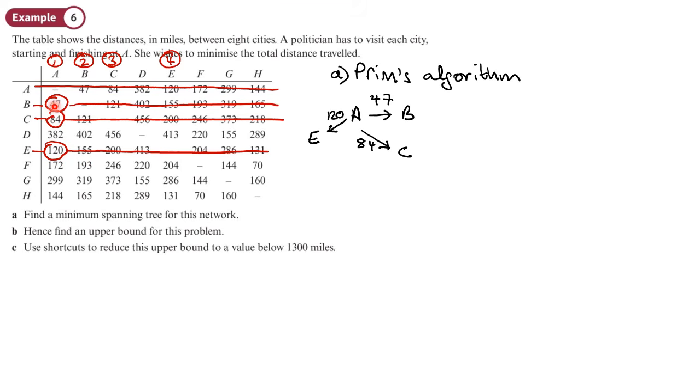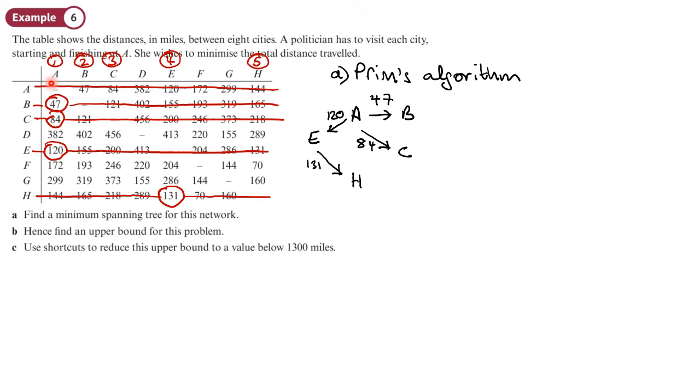So now I want to find the lowest weight in columns A, B, C or E. And that looks like 131 down here. So 131, which is in row H. So that's going to get labelled as 5. Now that's going from E to H. So E to H, and that's a weight of 131.